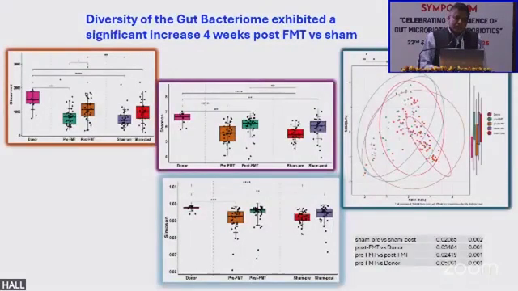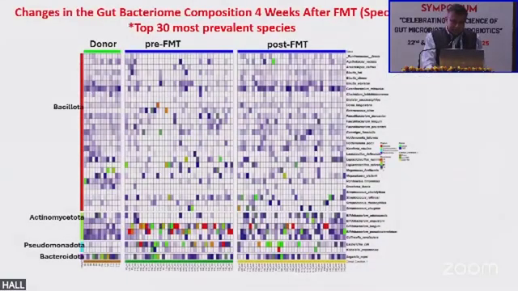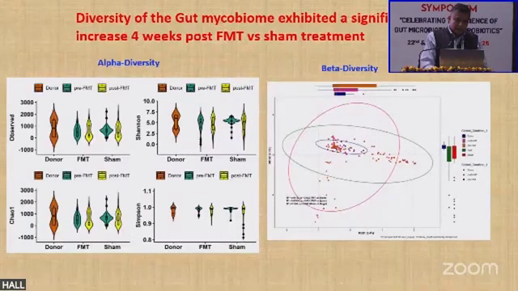The diversity of the gut microbiome exhibited a significant increase 4 weeks post FMT. Alpha diversity was not so significant, beta diversity was definitely significant. These are the top 30 most prevalent species. These have been identified because they help tomorrow if you are going to make a bacterial consortium and you want to look at which other bacteria you would want to build up in that.